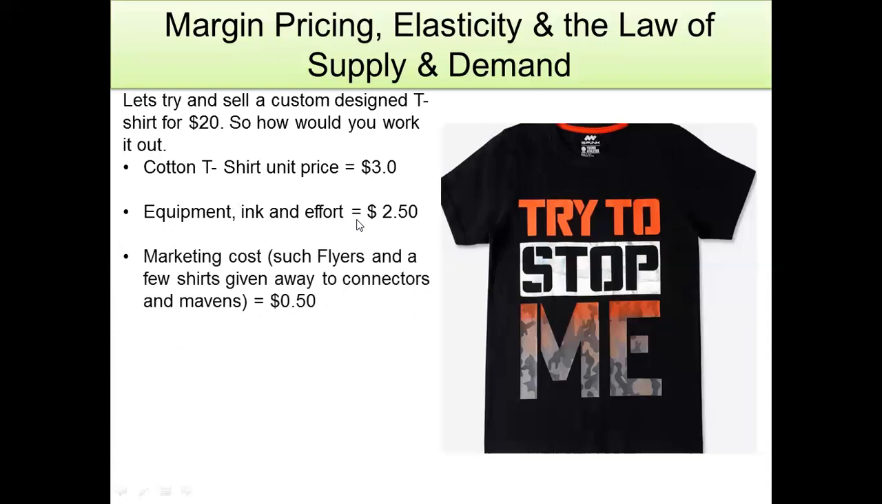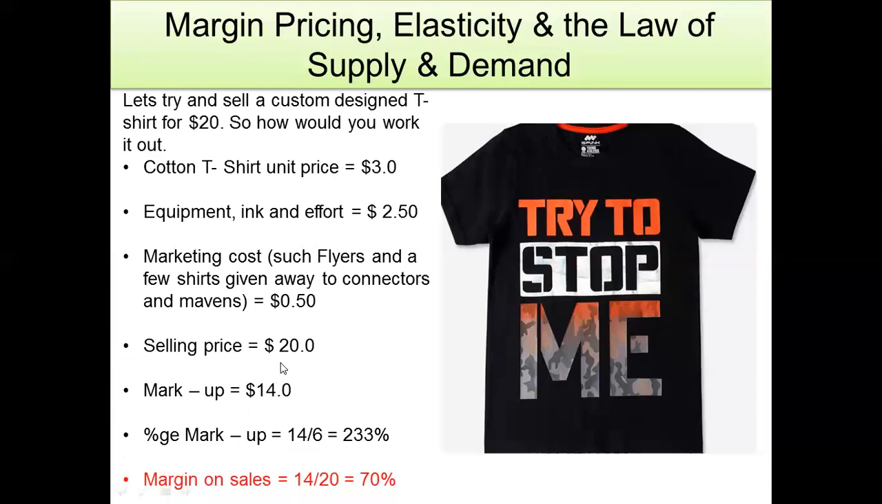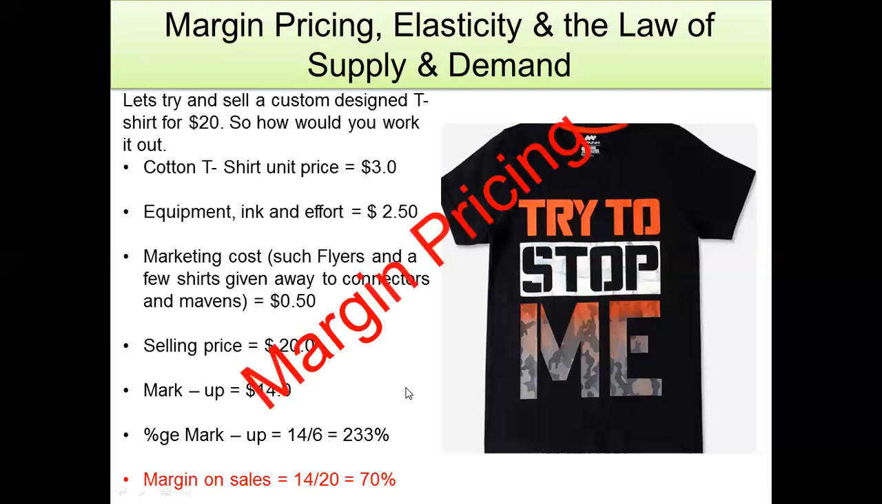Then the marketing costs, such as the flyers and a few shirts given away to the connectors and the mavens, can cost you 50 cents, and then you have sold it for $20. The markup is $14, which is the difference between the selling price and whatever you have spent in producing the particular good. The percentage markup in this case is 14 over the cost, and that's 233%. Whereas the margin on sale is the ratio between your net profit and the total price that you have charged the customer, and it comes out to be 70%. So this is margin pricing.